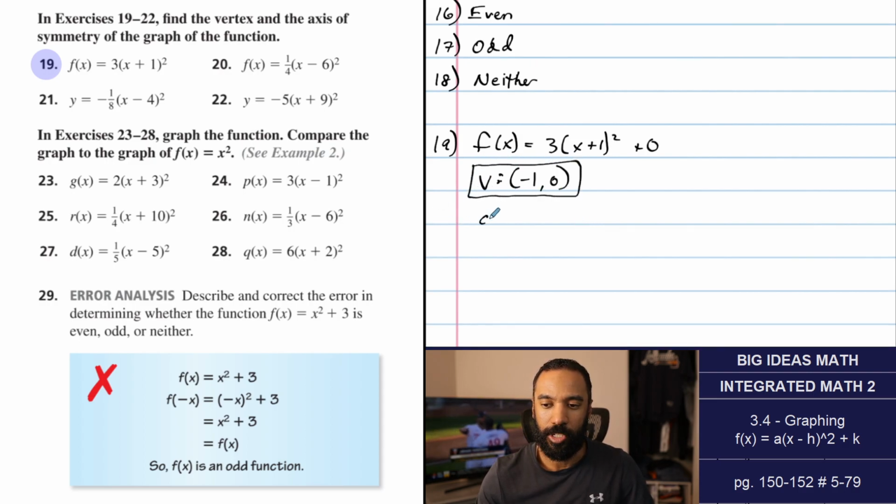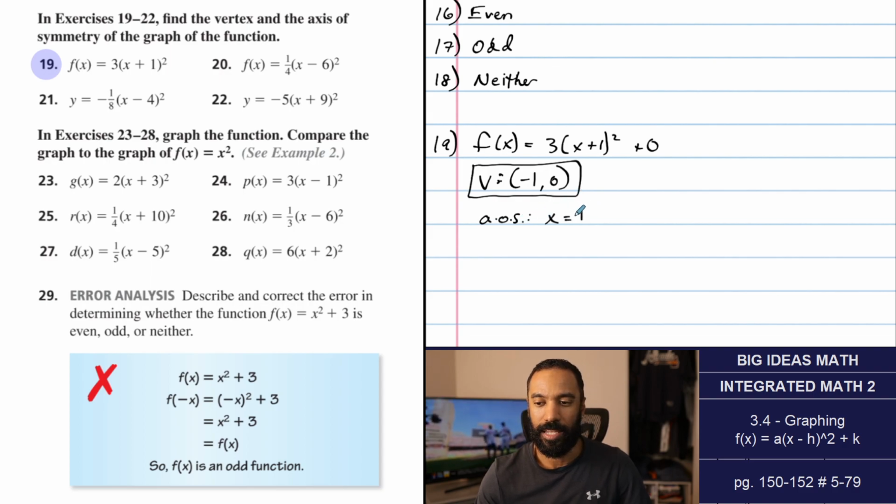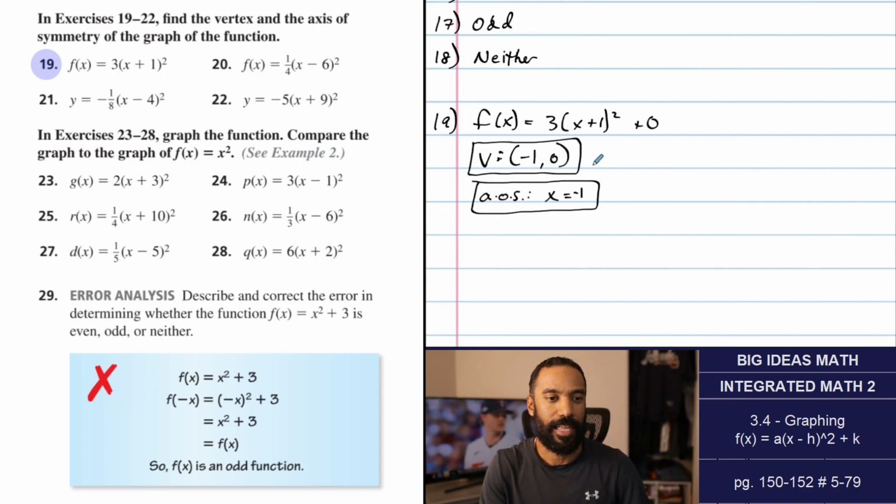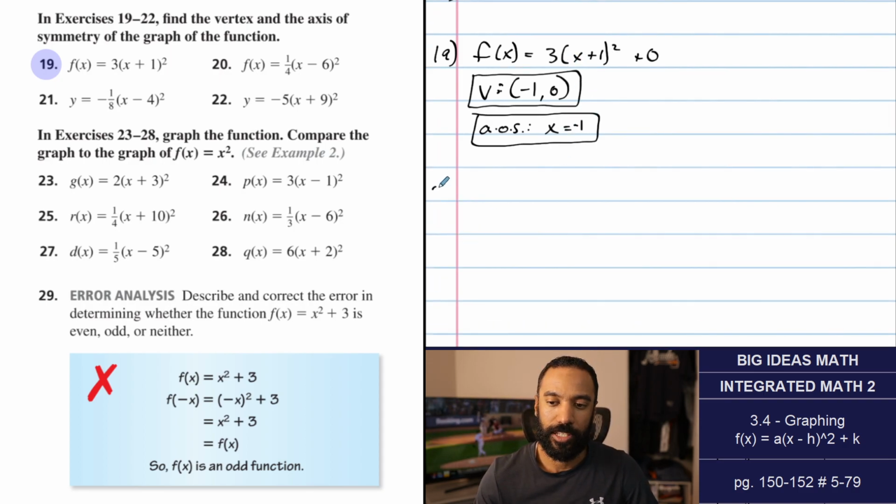The axis of symmetry will be at x equals -1. It is the line that goes through the vertex. It's vertical, and that's what those are going to look like. It's going to be pretty straightforward. It's going to be x equals h. Whatever h is, it's going to be there. And that's all they want. So I get to go probably faster now.